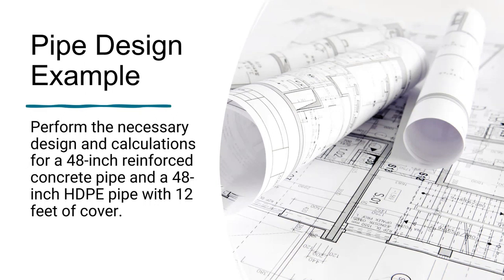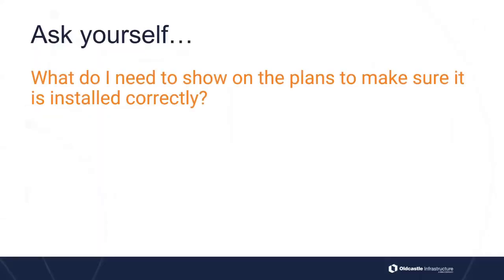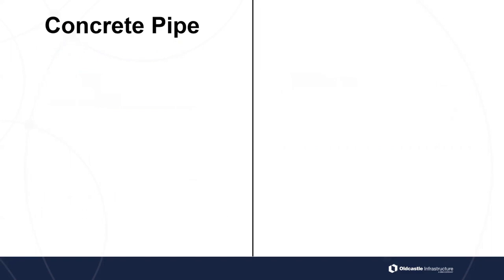So we're going to design these and go through what you as the design engineer would have to do to make sure that you are covered and that you're not taking on the liability. So you've got to ask yourself, what do I as the design engineer need to show on the plans to make sure that it is installed correctly? Okay. So for concrete pipe, we're going to look at concrete pipe, and then we'll look at flexible pipe, what we need to put in as the design engineer. These are the things that we need to look at.